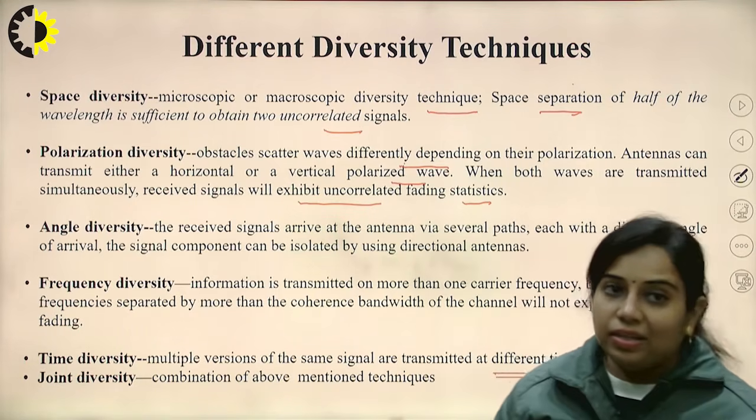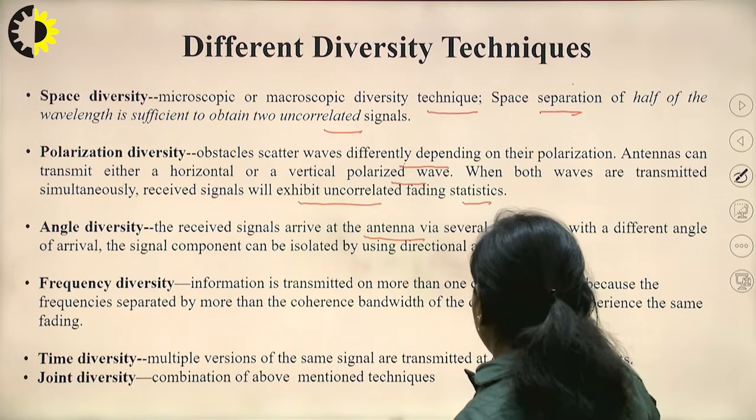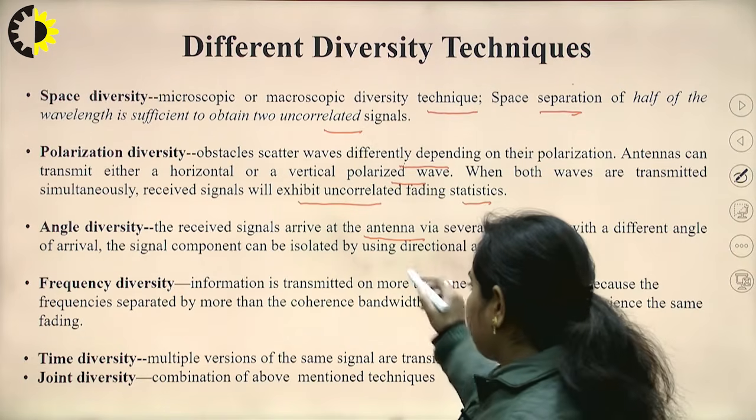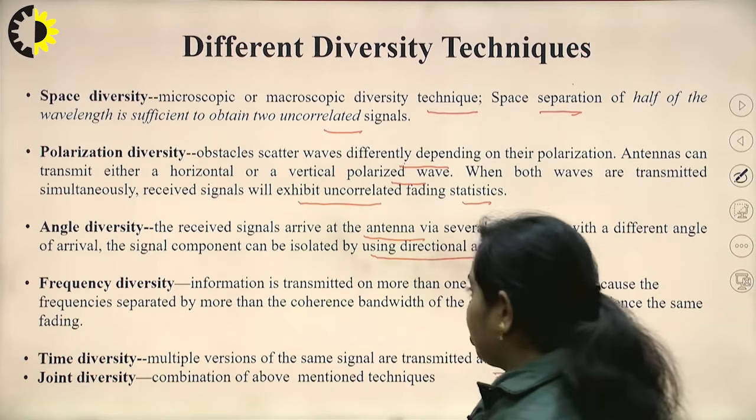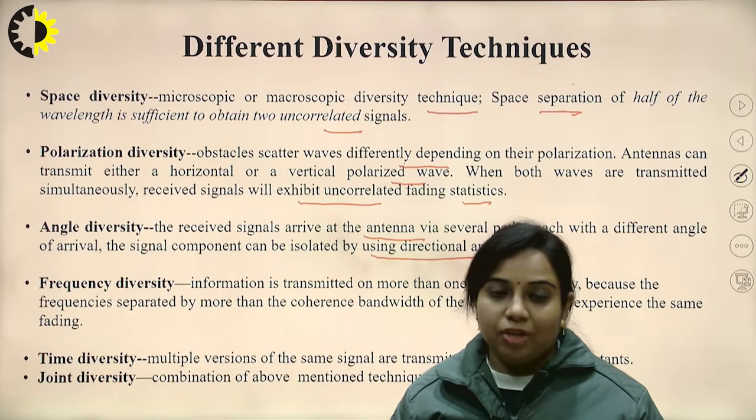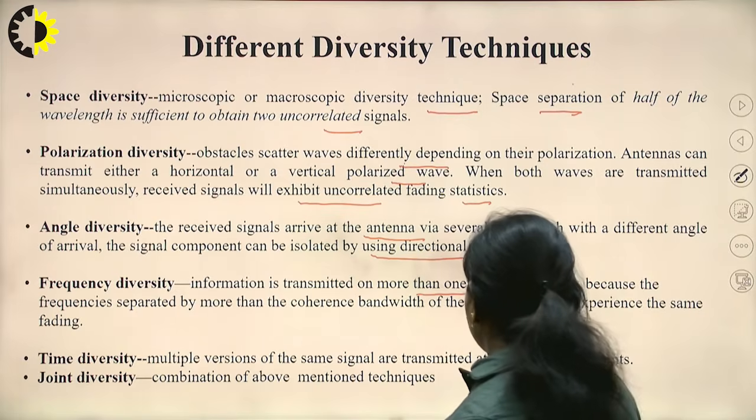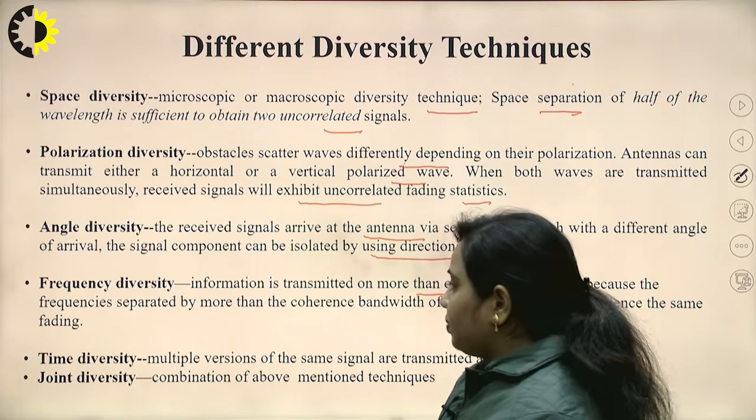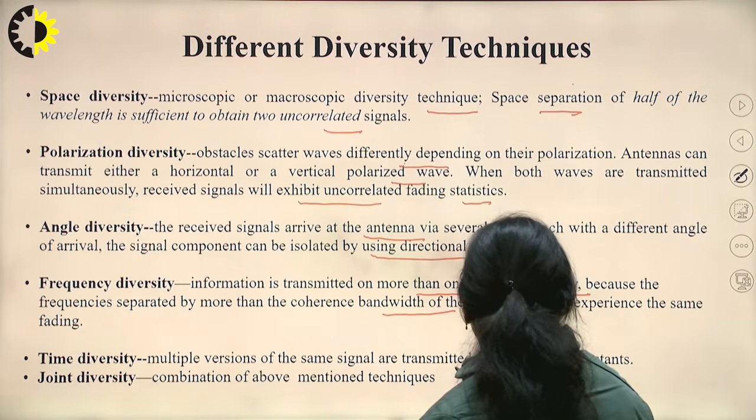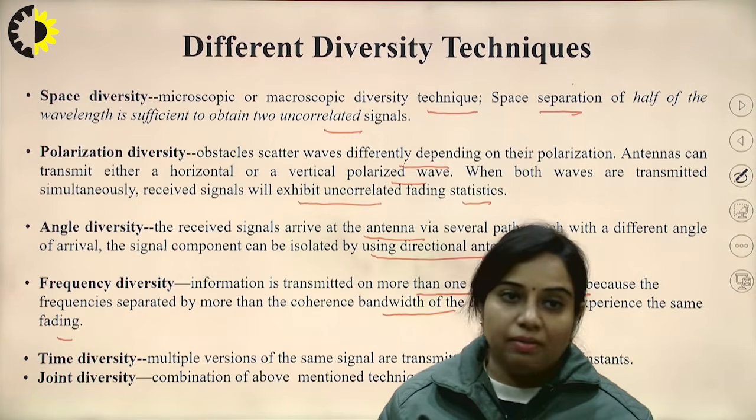Next one is the angle diversity. The received signals arrive at the antenna via several paths, each with a different angle of arrival. The signal components can be isolated by using a directional antenna. So this is the condition for angle diversity. Next one is the frequency diversity. In this case, the information is transmitted on more than one carrier frequency, because frequencies separated by more than the coherence bandwidth of the channel will not experience the same fading. So that is the condition for frequency diversity.